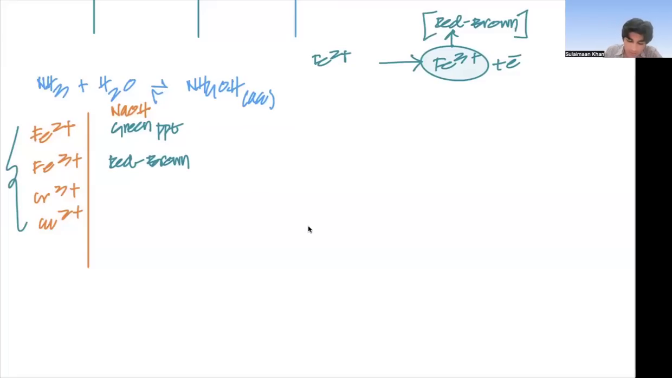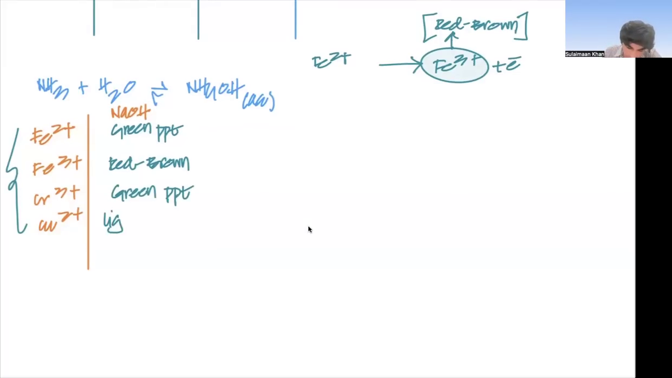And then chromium 3 plus is exactly like the iron 2 plus ion. It's a green precipitate. And then copper 2 plus is a light blue precipitate. Remember, these are all transition metal ions. That's why they're giving me colors. We need to know this so we can quickly answer questions and wrap our heads around the questions, right?